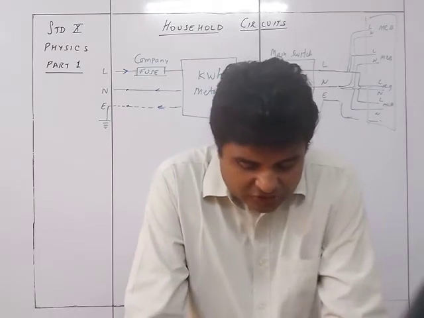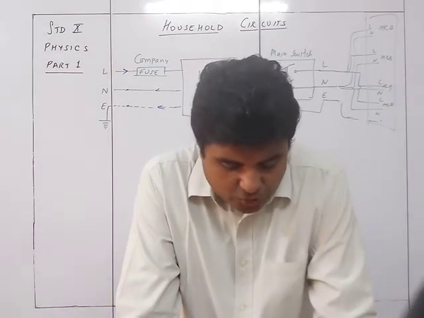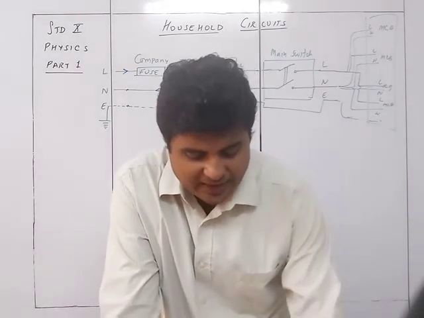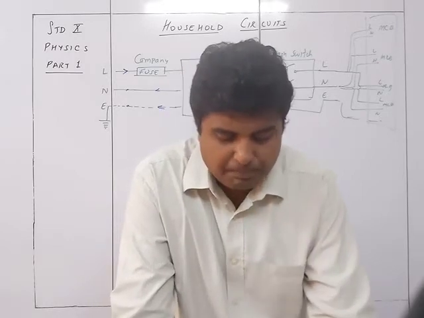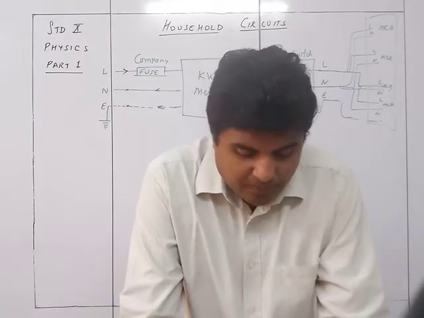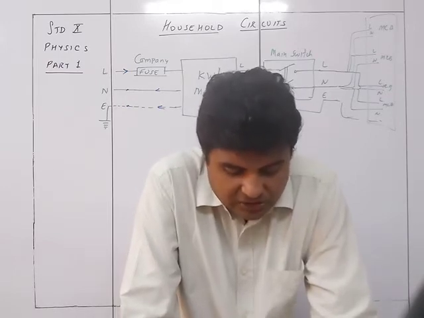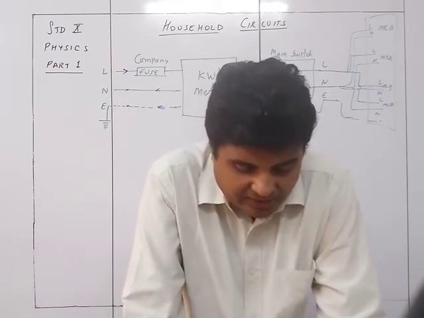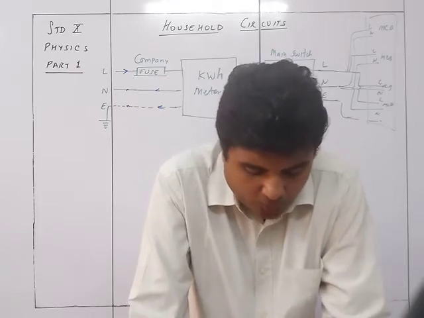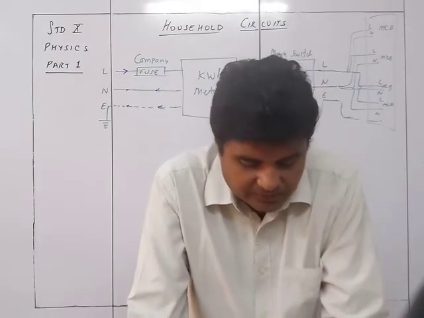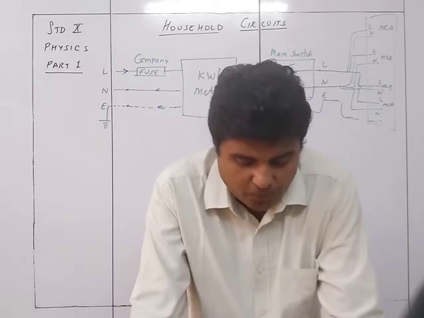The live wire, also called a phase wire, carries current from the source to the distribution board, while the neutral wire is the return path for current back to the source. Before connecting the cable from the pole to the meter in the house, first a fuse of high rating is connected in the live wire at the pole or just before the meter.